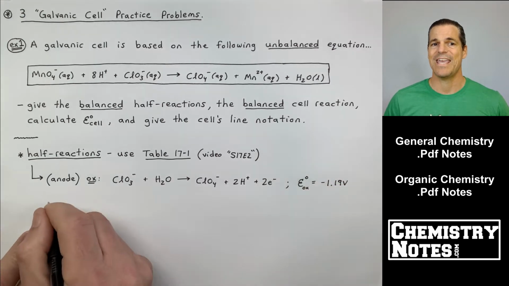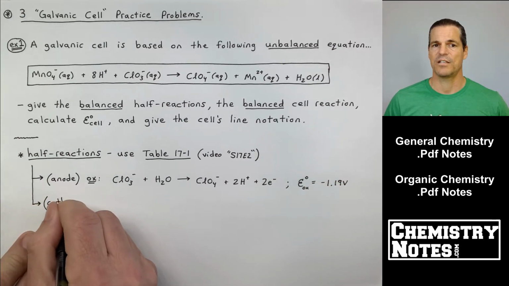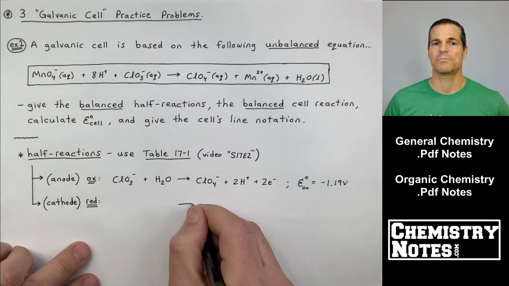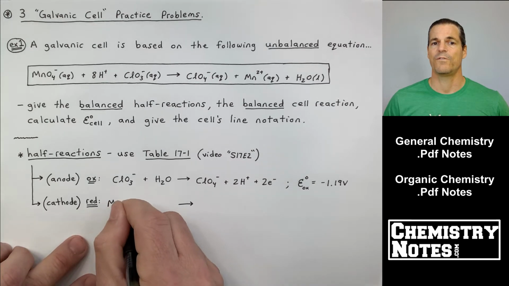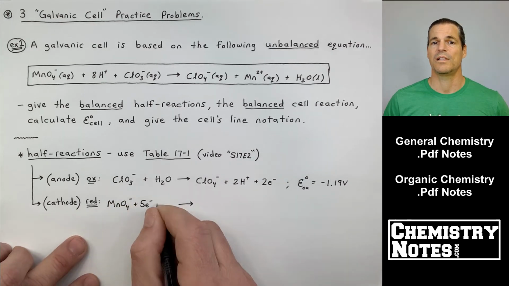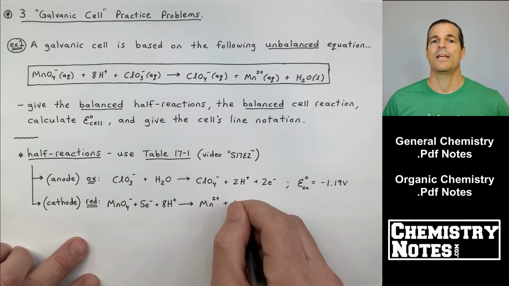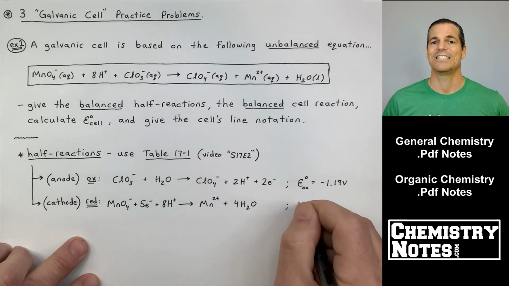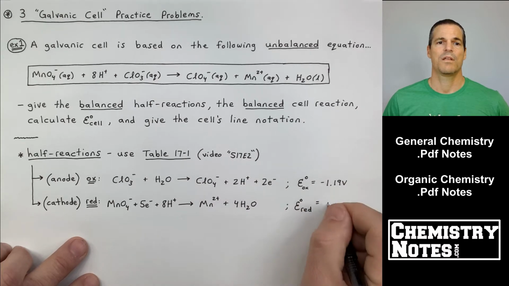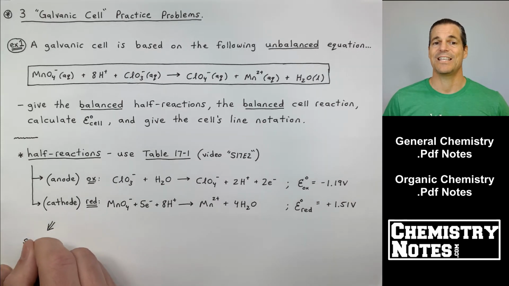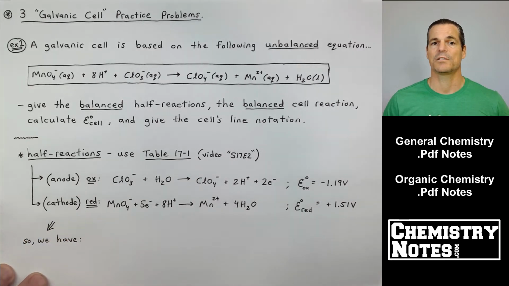When I do that, my anode half reaction, which is where oxidation occurs, I find on the table. It's ClO3 minus plus H2O yields ClO4 minus plus 2H plus plus 2 electrons. Where did all that come from? I found it in table 17.1. And the oxidation potential is negative 1.19 volts. If I find the reduction, it's MnO4 minus plus 5 electrons plus 8H plus yields Mn2 plus plus 4H2O. That has a standard reduction potential of plus 1.51.